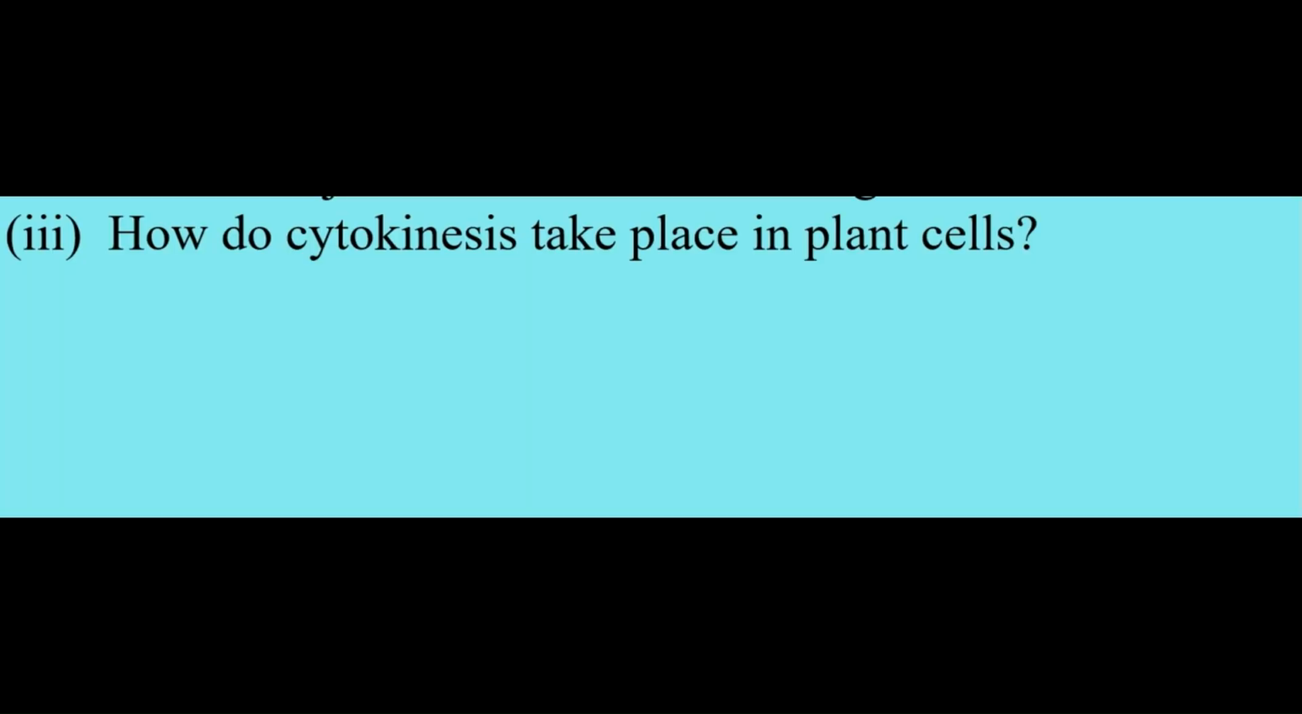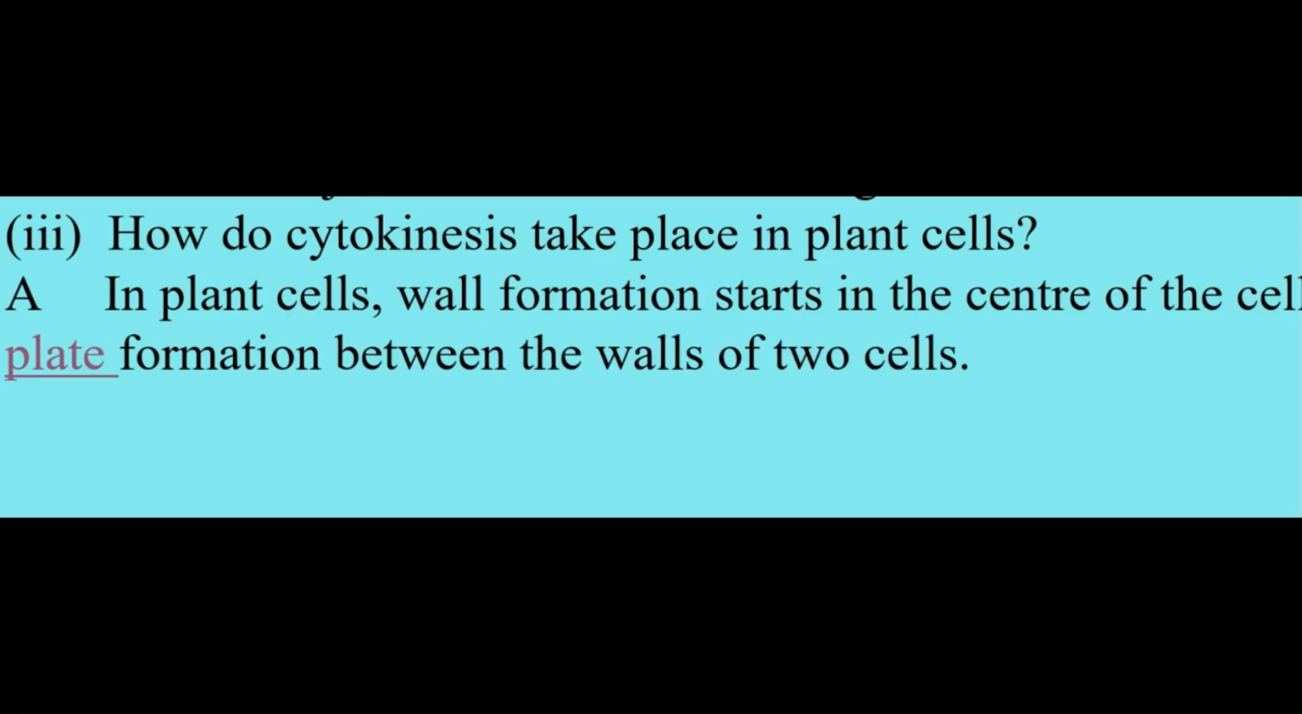Third part of the question, how does cytokinesis take place in plant cells? Because plant cells have a cell wall, if that's the case, how does cytokinesis take place in plant cells? In plant cells, wall formation starts in the center of the cell with cell plate formation between the walls of two cells.